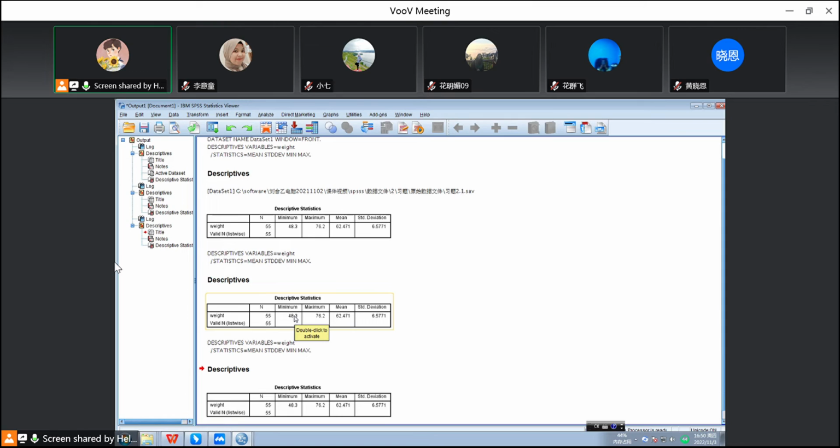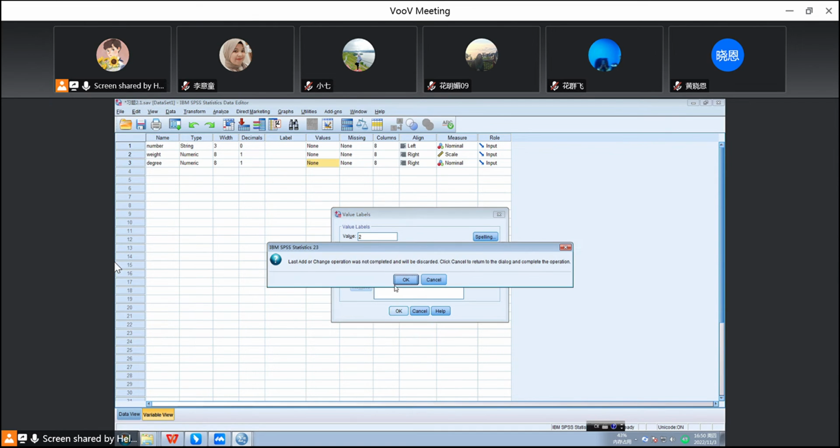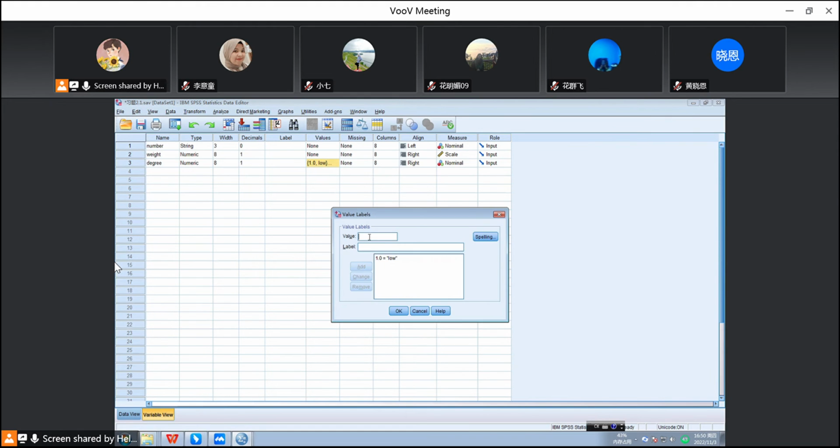We have to set three degrees: low, middle, and high. So how can we input the data? First, we use 1, and the label is low weight. And we always use 2, where the weight is middle. And 3 is high weight.